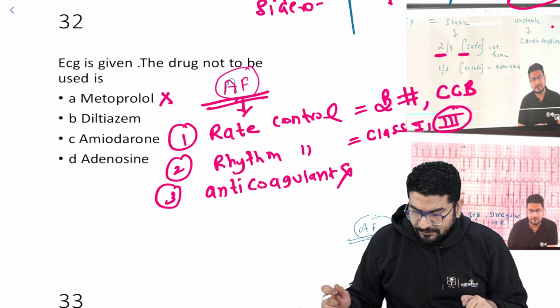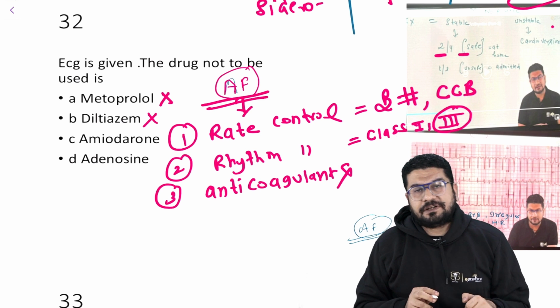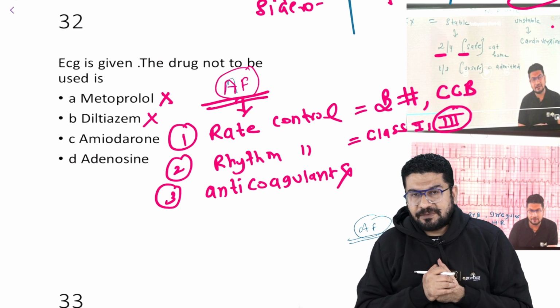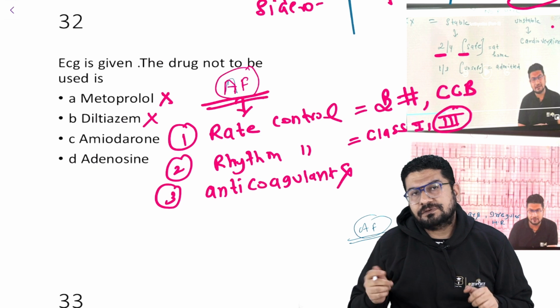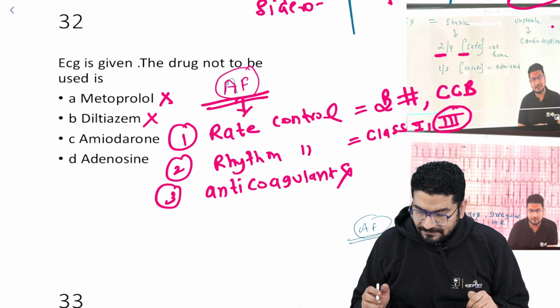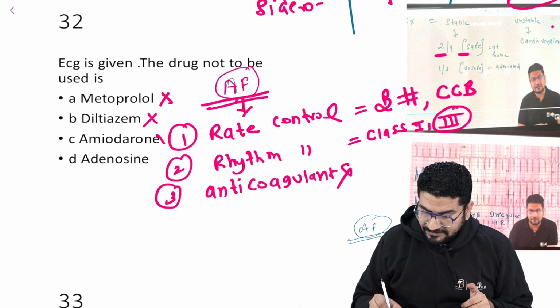Okay, so metoprolol we can use because it's a beta blocker. Diltiazem we can use, that is a CCB. So these are both rate control strategies. Amiodarone is a rhythm control drug, which we use for pharmacological cardioversion. So we can use amiodarone as a rhythm control strategy. That is a class 3 drug.